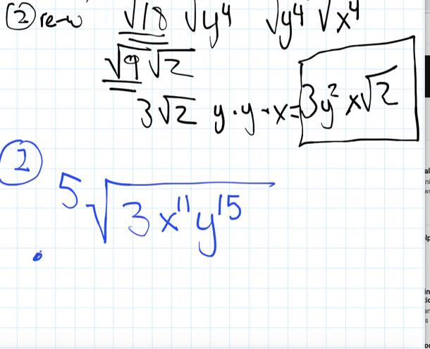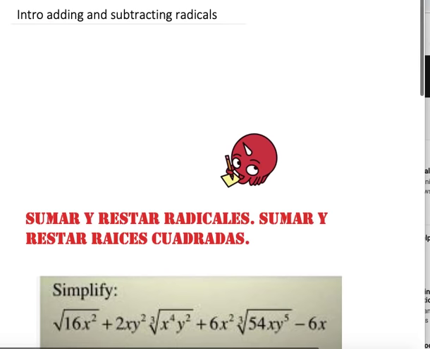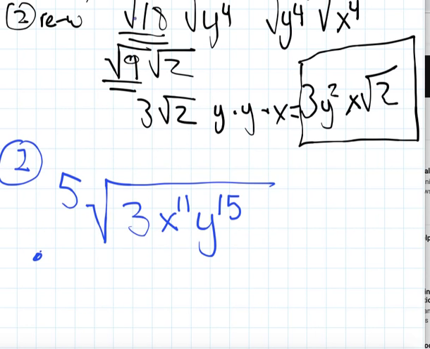Okay? Now let's look at the steps. First, you locate the index. You already know it's very important. This is the index number. Look up here. Then you distribute it. You rewrite this having in mind the index number. Then you cancel what you can because that's the whole point of distributing it that way. And then you finish simplifying. Okay, exactly what we did right here. We could cancel there, but we finished simplifying. The 18 needed to be simplified.